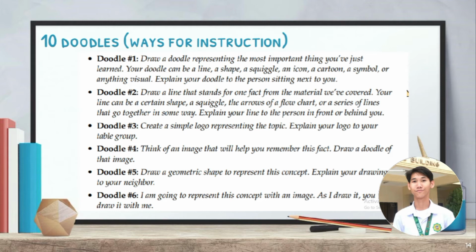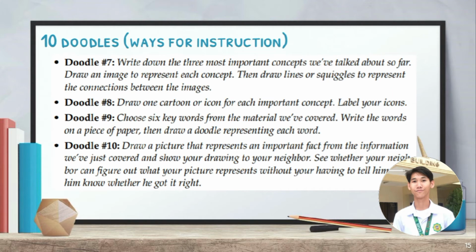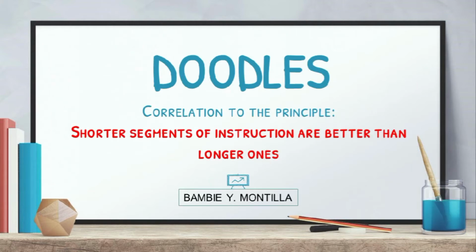Next, think of an image that will help you remember this fact. Draw a doodle of that image. And lastly, draw a picture that represents an important fact from the information we have just covered and show your drawing to your neighbor. See whether your neighbor can figure out what your picture represents without having to tell him. Let him know whether he got it right. Through shorter segments of instruction, by using the doodle technique, students may be able to learn it effectively.